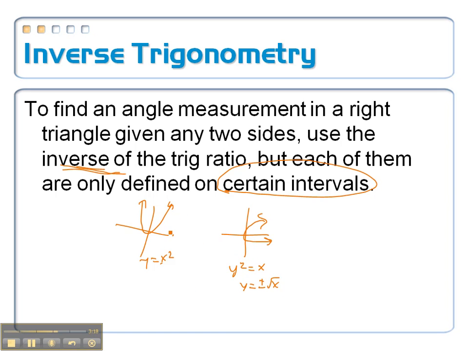Okay, so what we could do is restrict the original one and only talk about this half of it, say the positive half, where x is greater than or equal to 0. In that case, when we take the inverse, the negative one is gone, and all we would have is the top part of this graph. And then we've solved our problem. We have to do the same thing for inverse trig.